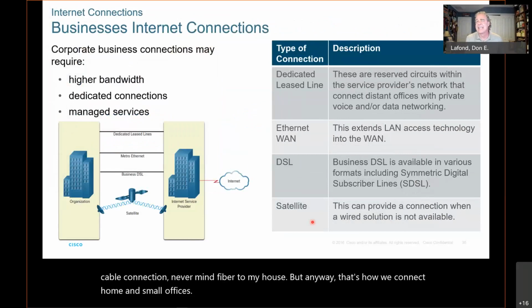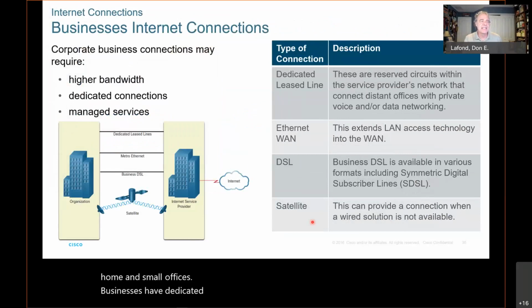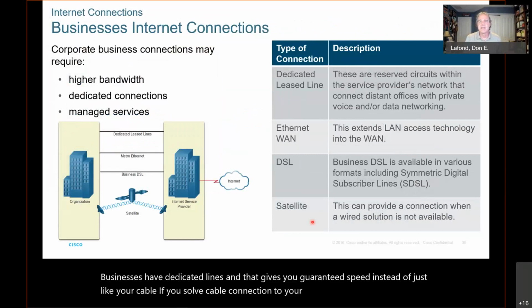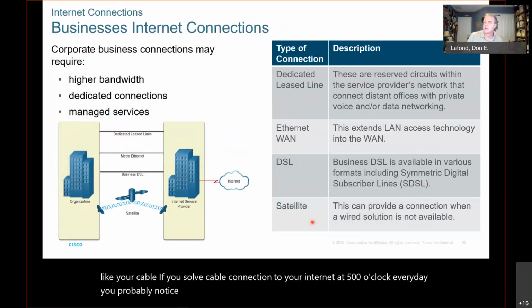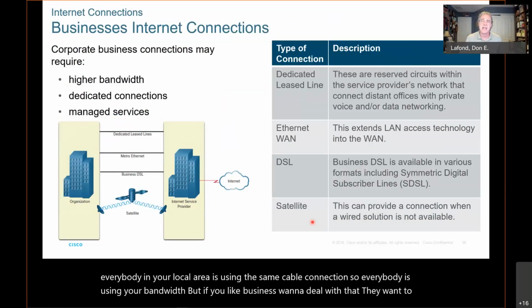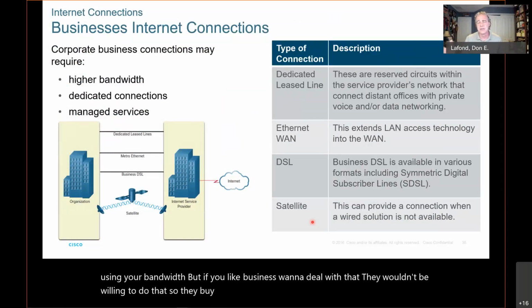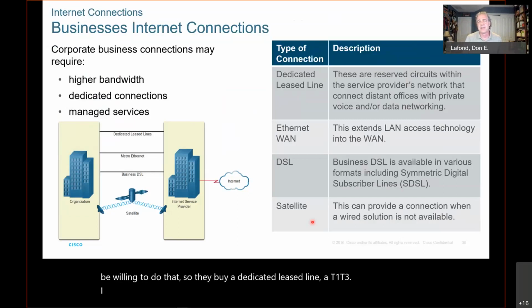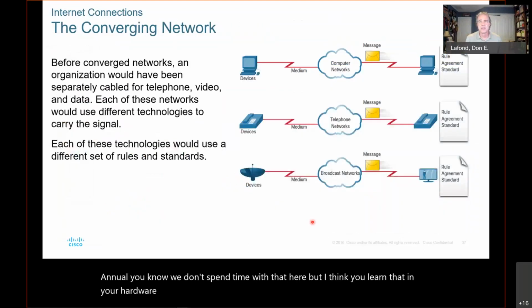Businesses have dedicated lines, and that gives you guaranteed speed instead of just cable. If you still have a cable connection to your internet, at 5 o'clock every day you probably notice a slowdown, because everybody in your local area is using the same cable connection, so everybody's using your bandwidth. But a business wouldn't deal with that, they wouldn't be willing to. So they buy a dedicated leased line, a T1, T3, annual. We don't spend time with that here, but I think you learned that in your hardware class. I'm pretty sure we learned about that someplace else.